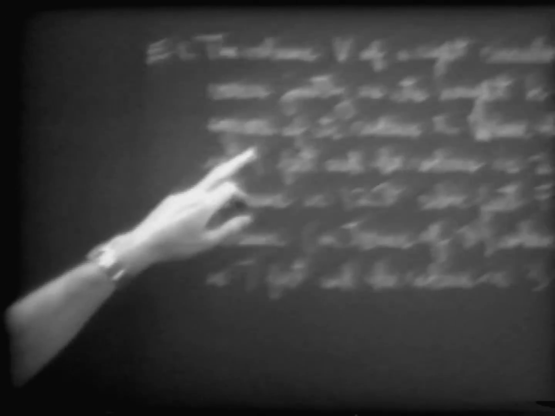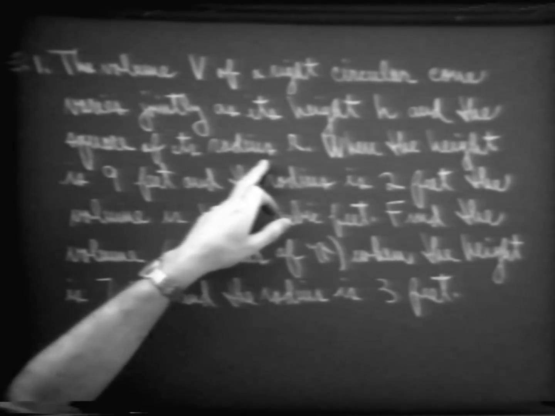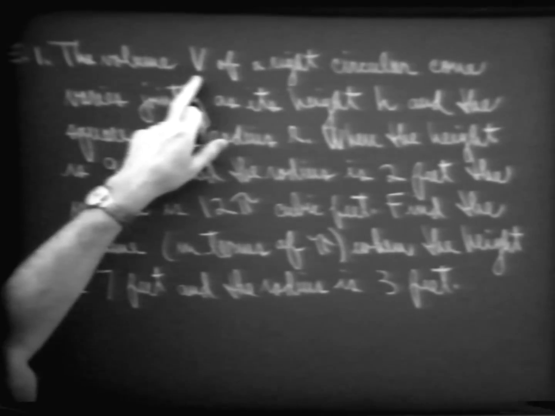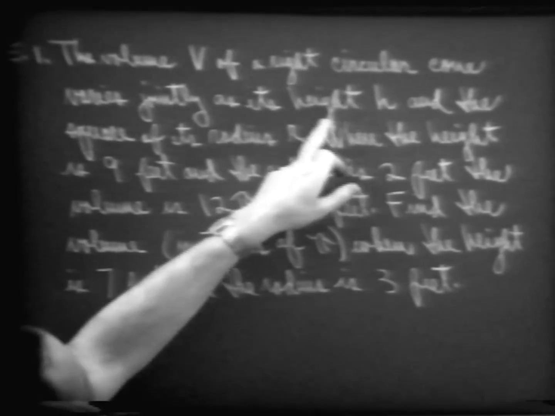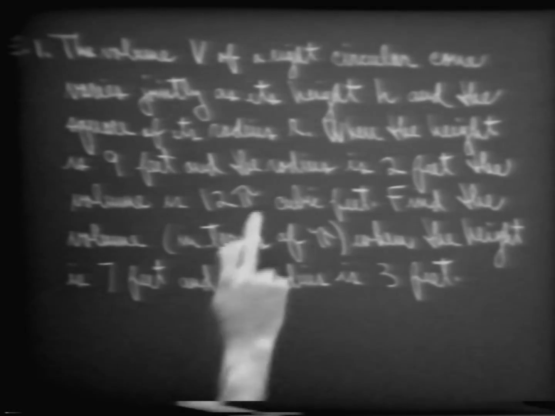The volume V of a right circular cone varies jointly as its height h and the square of its radius r may be interpreted how? Let's let V be the volume, h the height, and r the radius. Who then has a sentence which will interpret this? V varies jointly as the height h and the square of the radius r may be interpreted, Kirby says, V equals h times r squared.